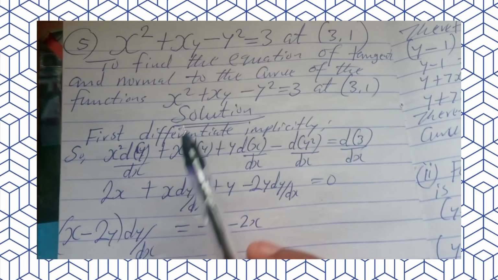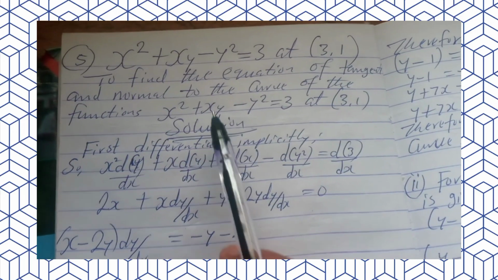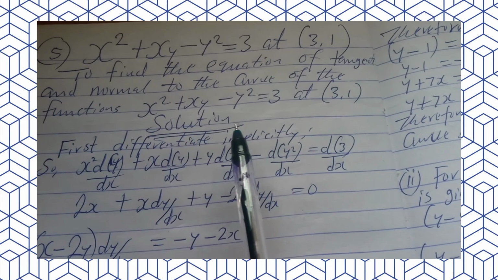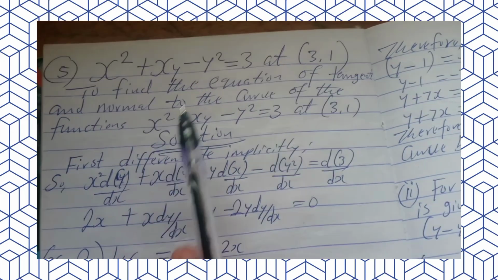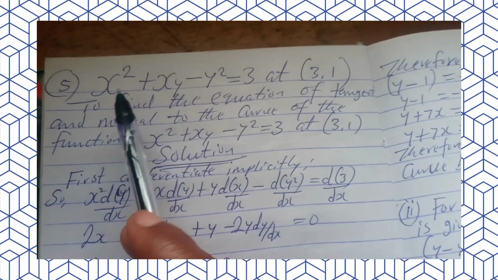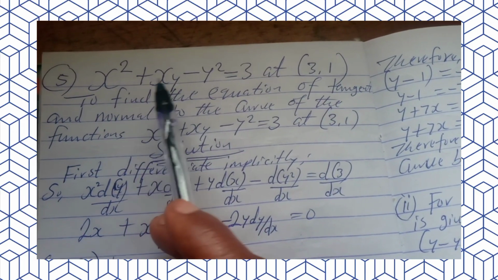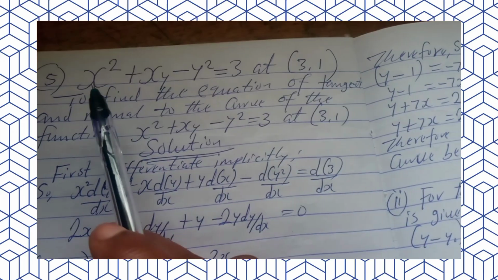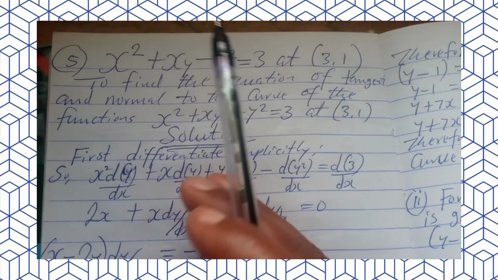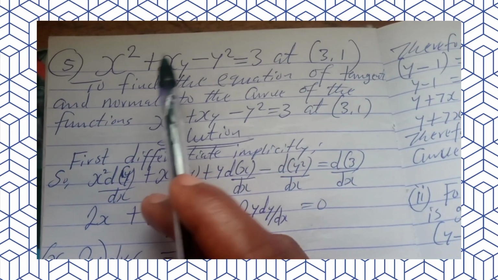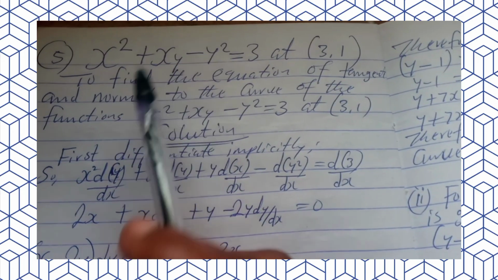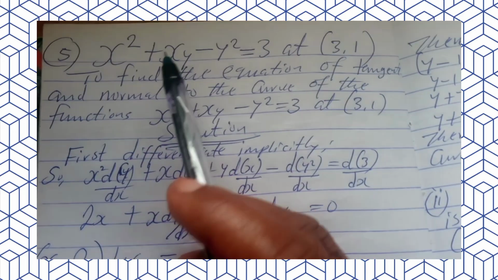Before we find the equation of the tangent and the normal, we need to first differentiate this function. So the first thing we are going to do is differentiate implicitly. To differentiate implicitly is to differentiate the terms differently, because we have x and y, which are not in the same terms. If everything was in terms of x, we would differentiate like normal differentiation. But because the terms are in x and y, we differentiate them separately. That's what we mean by differentiating implicitly.